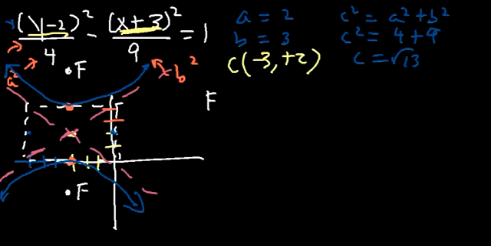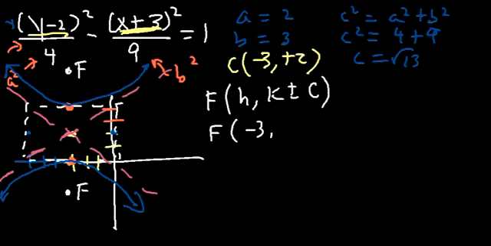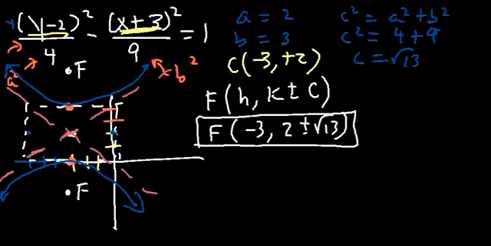And to find the coordinates of the foci, we need to add and subtract c to the y coordinate of the center, because we went up and down, and y is associated with up and down, x is associated with left and right. So the foci is the center, negative 3 comma 2, but plus or minus c, or plus or minus root 13. So that's the coordinates of the foci.